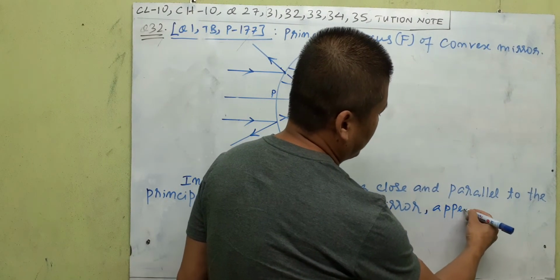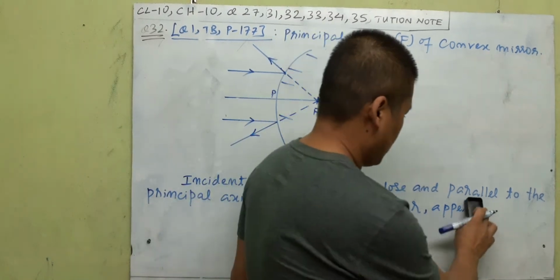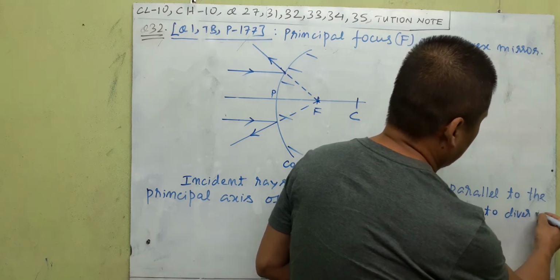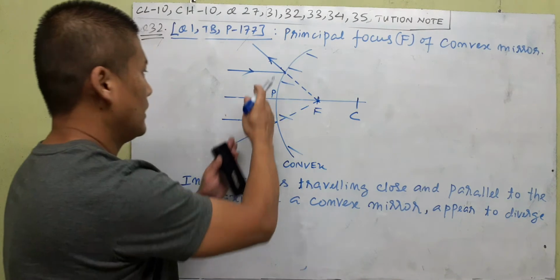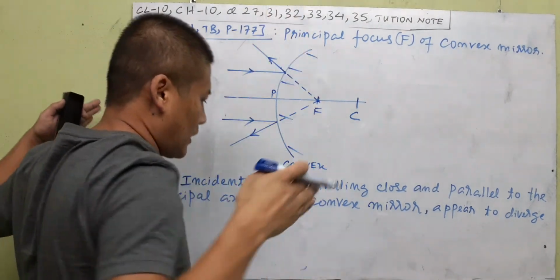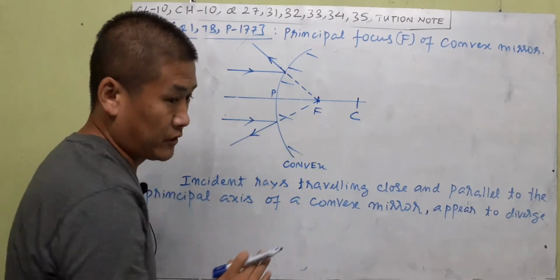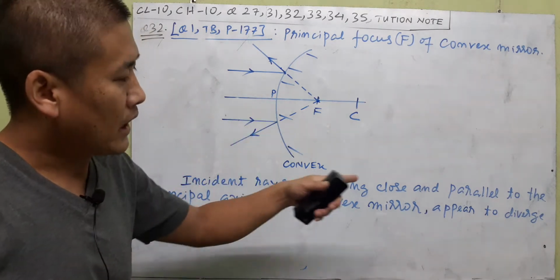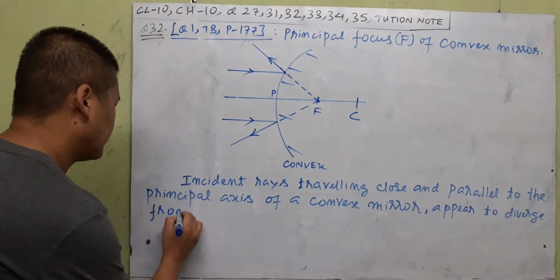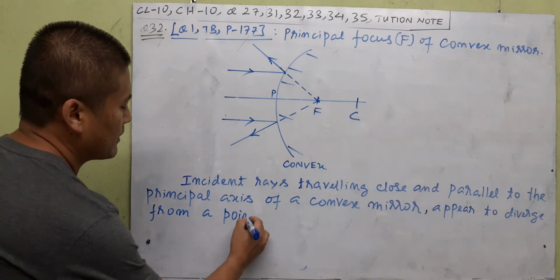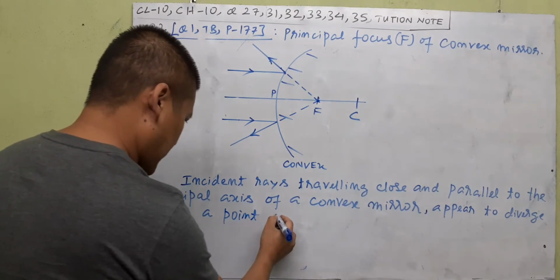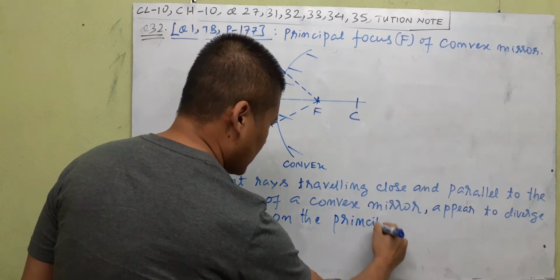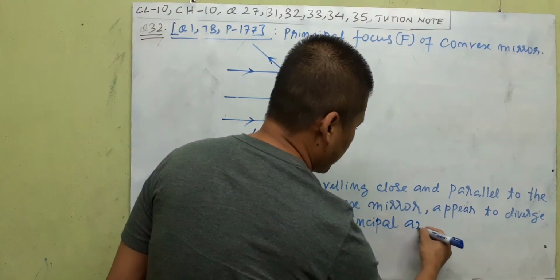Appear, they do not actually come from there, but appear means as if. Appear to diverge. Diverge because look at the arrows here. They are going more and more away from each other. They diverge. Coming to the same point is converge. Concave, they converge, but convex, you can see here the direction arrow. They're moving more and more away, so diverge. But they are appearing to diverge from a point. That means a single point, the same point, from a point, this point. And this point is on the principal axis, from a point on the principal axis.